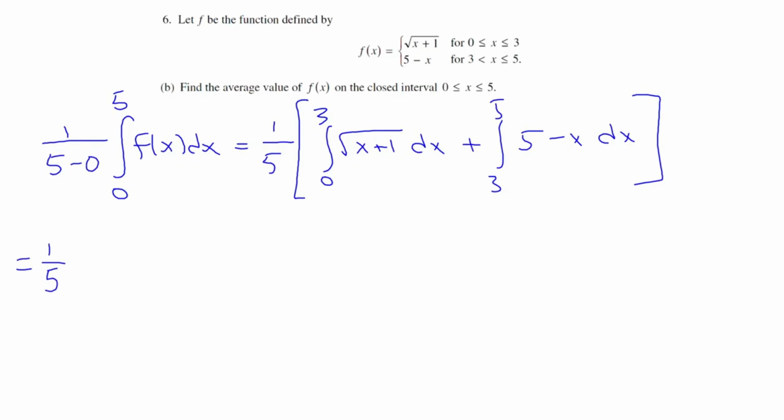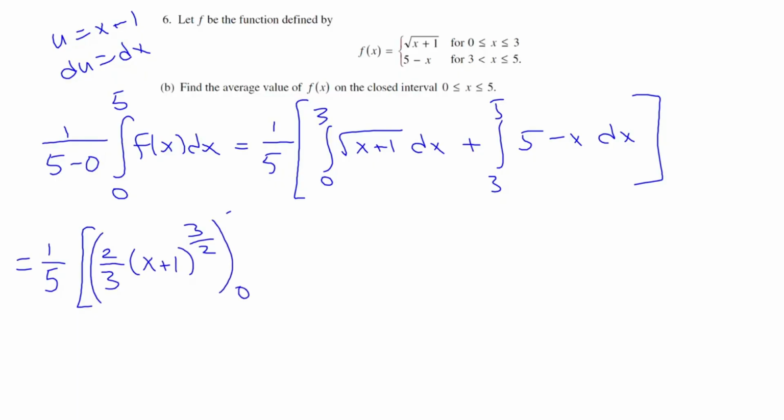Well, the integral of root x plus 1, that's one of those real easy u substitutions where if u is x plus 1, du is just dx, and you don't really even have to think about the u sub. Just treat it like it's u to the 1/2. So it becomes u to the 3/2 divided by 3/2, or 2/3 of u to the 3/2, 2/3 of x plus 1 to the 3/2. And we're going to evaluate that part from 0 to 3. And then we'll add to it the integral of 5 minus x, which is 5x minus x squared over 2, evaluated from 3 to 5.